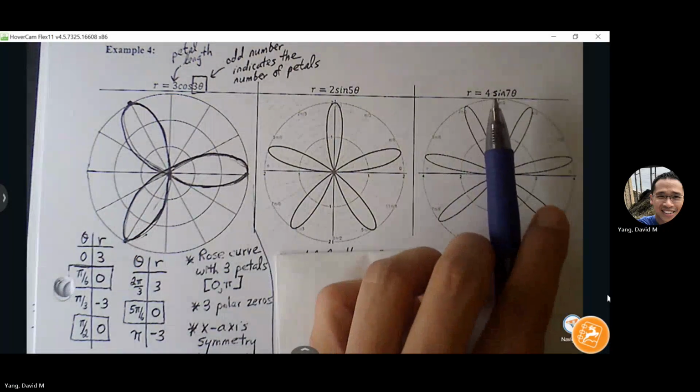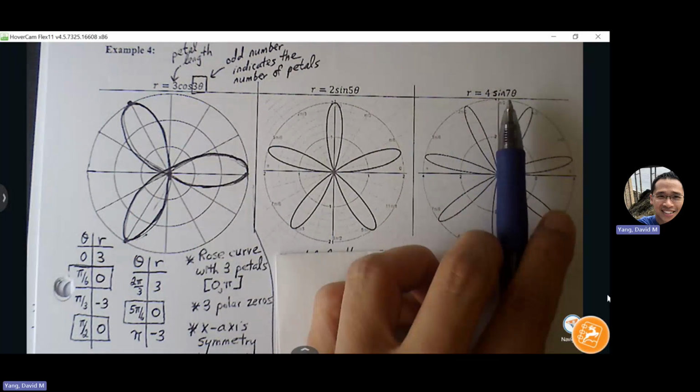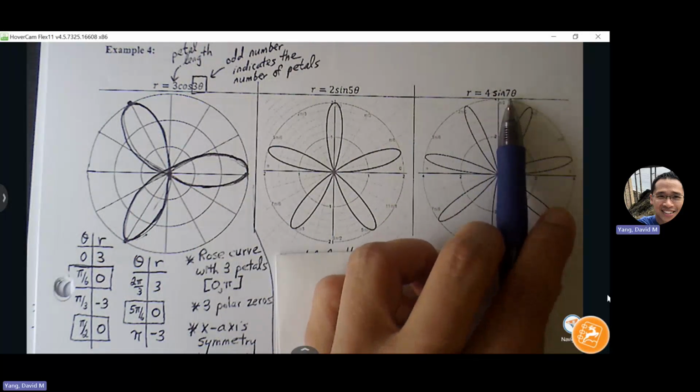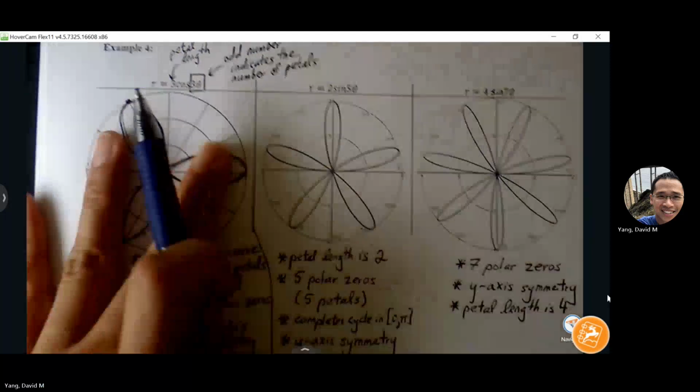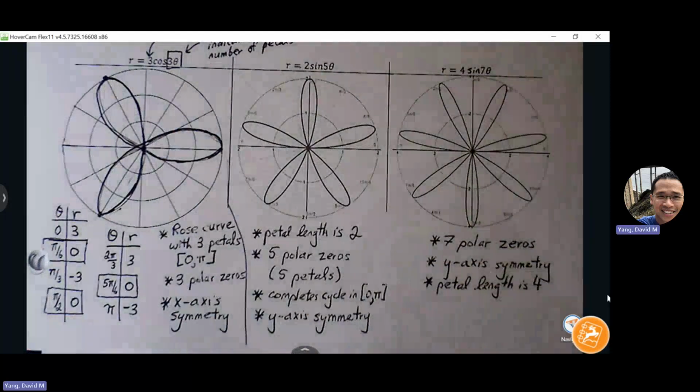And here, r equals 4 sine 7 theta. 7 petals. Each petal length is 4, and still symmetry about the y-axis. And again, they're all completing their cycle within 0 to pi.